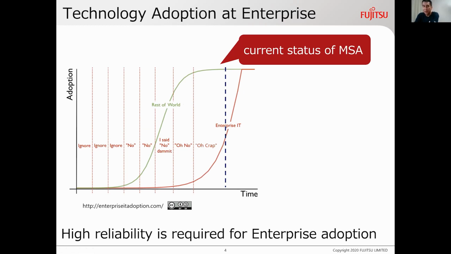So in case of microservice, reliability is one of the key points for the adoption in the enterprise system because the existing system is designed the concept that failures should not happen. But on the other hand, microservice is designed for resilient on the failures. So there is a gap between the existing service and microservice. And we need to bridge this gap.